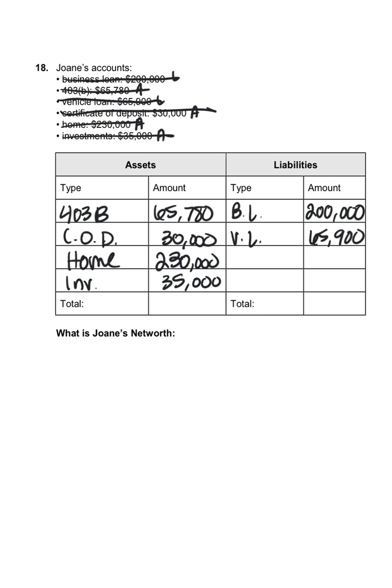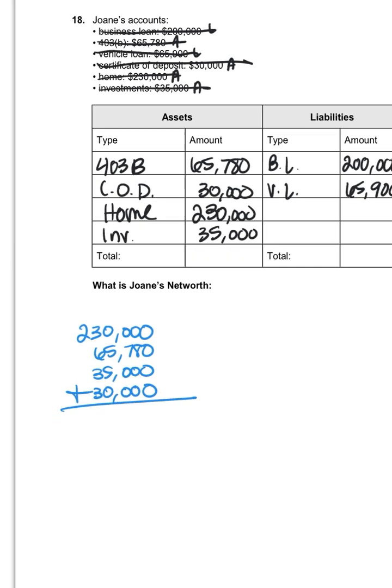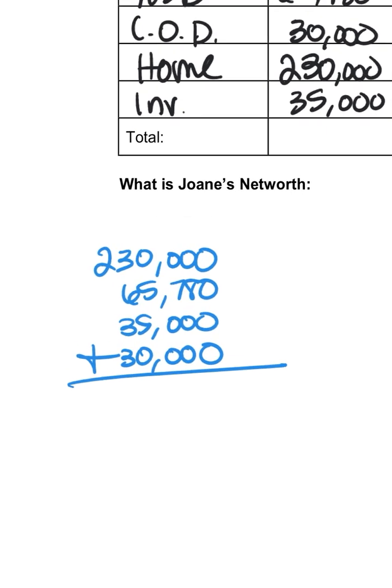Now we have to add up each individual account, each individual side. So I'm going to turn into blue for this one. And what I'm going to do is I'm actually going to line up all of my numbers. So I'm going to start with the value of my home because it's the largest. Then I'm going to go to the next one, which is the 403B, $65,780. Then I'm going to do $35,000, and then I'm going to do $30,000. When you're adding up large numbers like this, I like to put them all in one spot. So I'm going to add everything up.